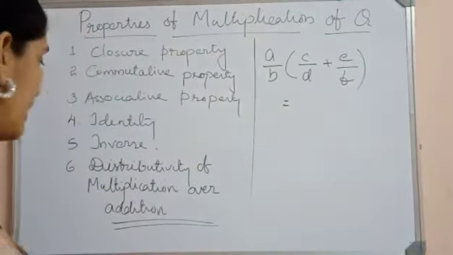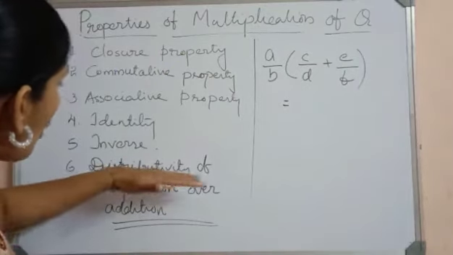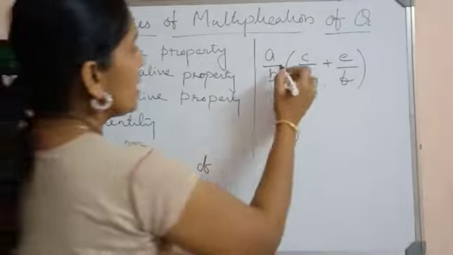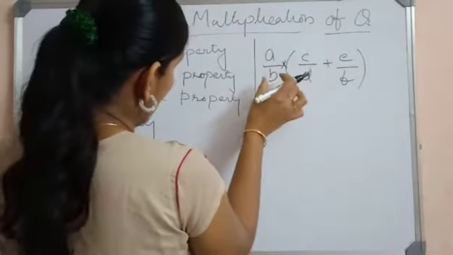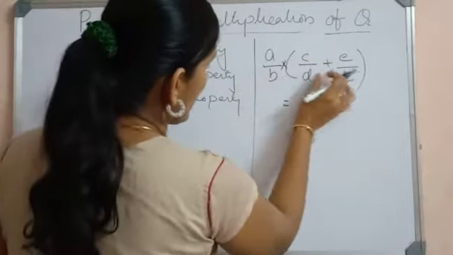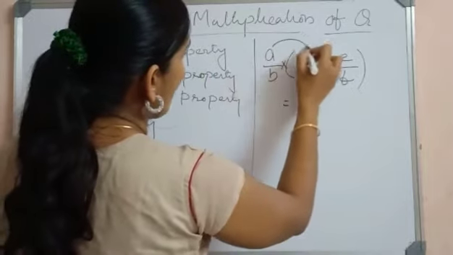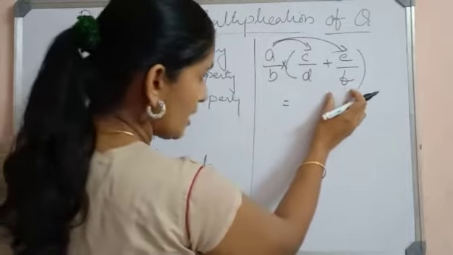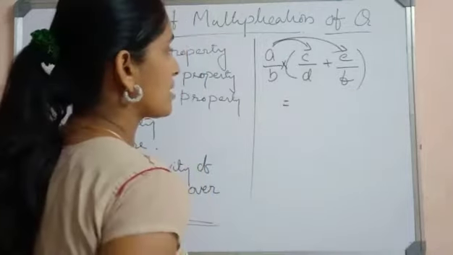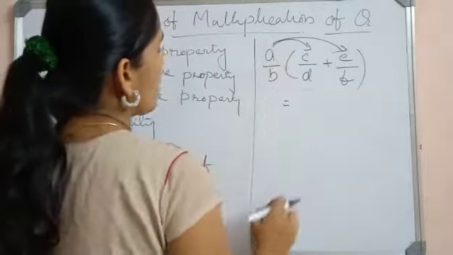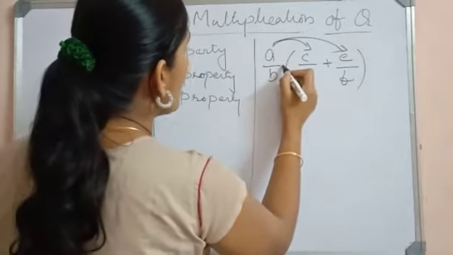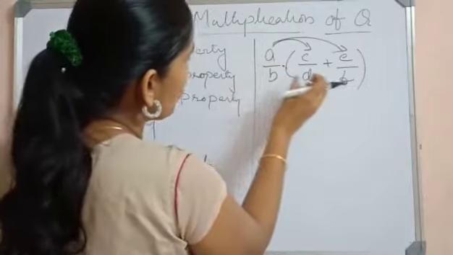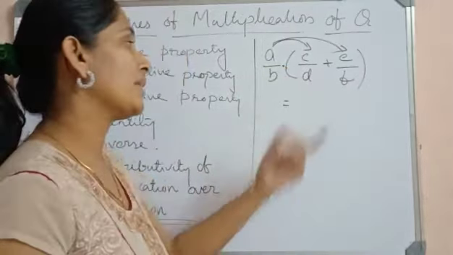The next property is the distributivity of multiplication over addition. That means we are going to distribute the multiplication over addition. We have to distribute this a by b to the other two terms. If a by b, c by d and e by f are the three rational numbers, look at that here. If there is no sign mentioned, you need to consider this as the multiplication. And here you are distributing this a by b to both the terms which is inside the bracket.